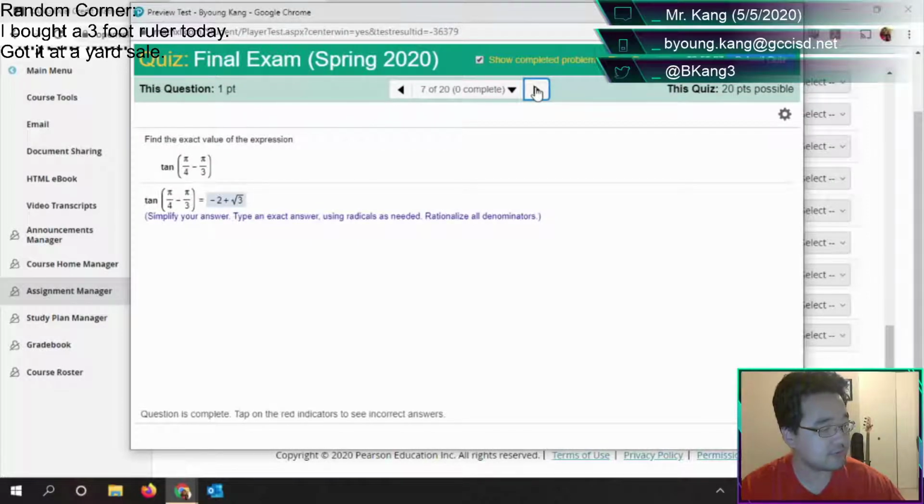Same thing here, tangent subtraction formula. So tangent pi over 4 minus tangent pi over 3 all over 1 plus tangent pi over 4 times tangent pi over 3.